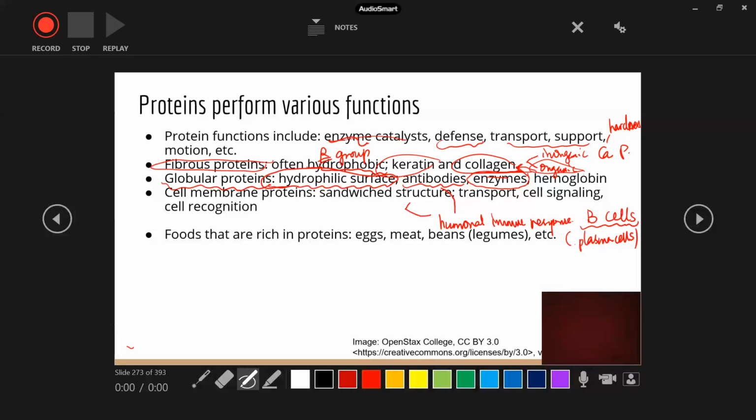So if you see questions on TEAS about enzymes, just assume that they're asking you about the protein enzymes and not the RNA enzymes. The last example of a globular protein is hemoglobin. Again, this is a super important protein, right? If you remember, hemoglobin is present inside red blood cells. Hemoglobin combines with oxygen and carbon dioxide, which allows the red blood cells to transport these gas molecules throughout the body. So hemoglobin, very important.